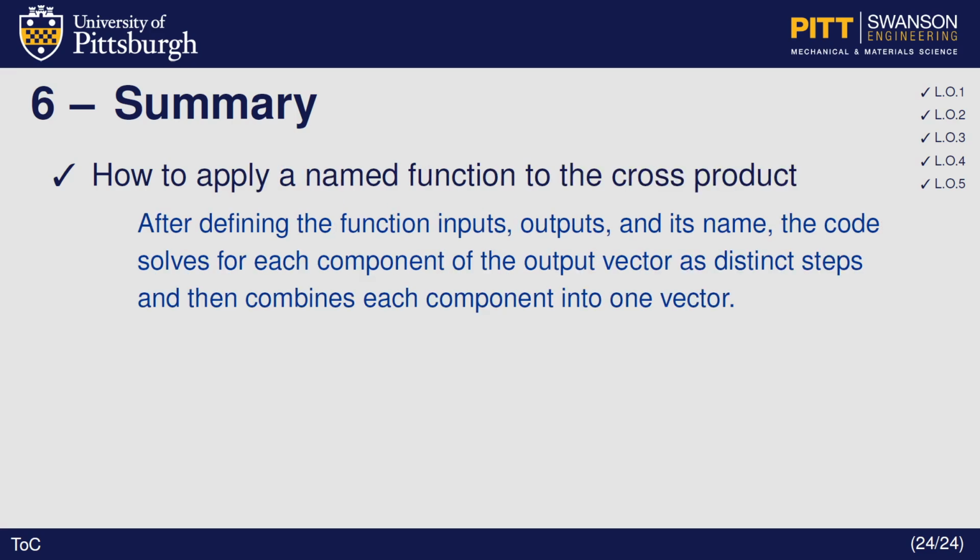After defining the function inputs and outputs and its name, the code solves for each component of the output vector as distinct steps for the cross product, and then it combines each component into one vector and returns that to the main body of code.